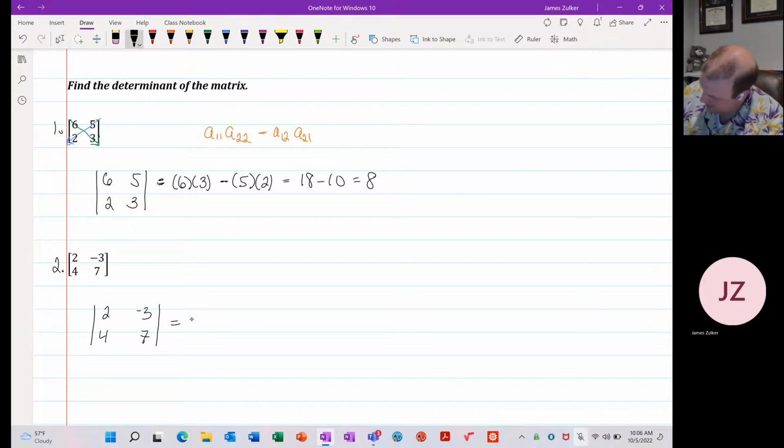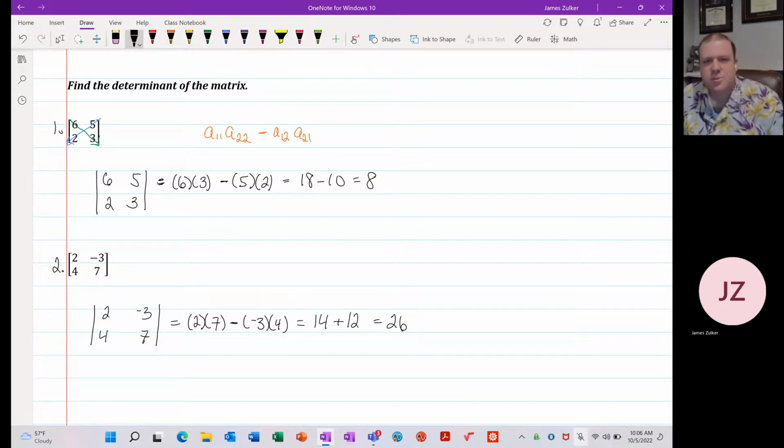For this determinant, it's going to be 2 times 7 minus negative 3 times 4. So 14 minus negative 12. This determinant is 26. So notice the determinant of a matrix is a constant. The determinant is a function, a mapping from the set of square matrices to the real numbers.